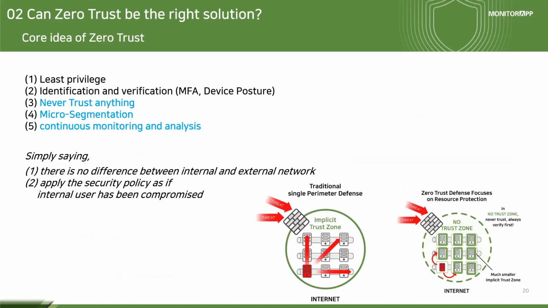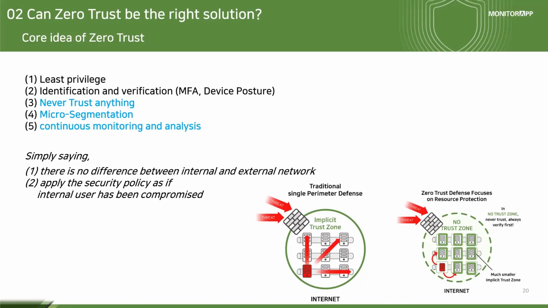So here are the core ideas of Zero Trust. I think there are 5 core ideas, but number 1 and number 2 are not new because, as you know, ISMS or PCI DSS already talk about these concepts, like least privilege or identification and verification. But numbers 3, 4, and 5 are new concepts introduced in Zero Trust. Number 3 is never trust anything.